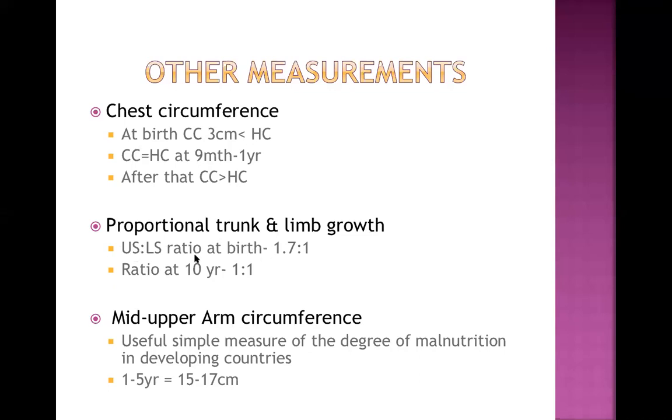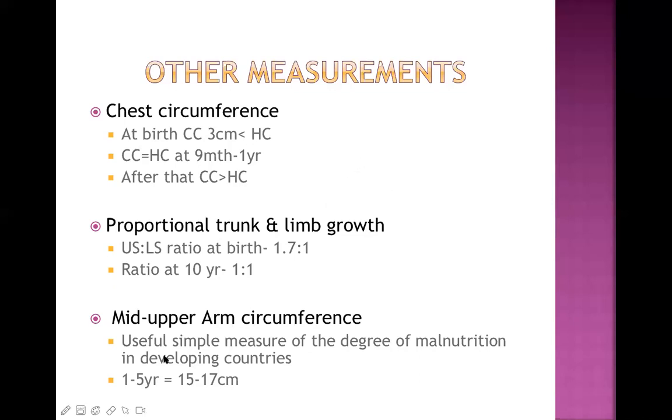So what is the normal one here? The upper segment to lower segment ratio is 1.7 to 1 at the time of birth. That means the upper part of the body is bigger or longer than the lower part of the body. This ratio becomes 1 to 1 at 10 years of age, and after that it depends on many factors actually. Slightly the lower segment may be longer.